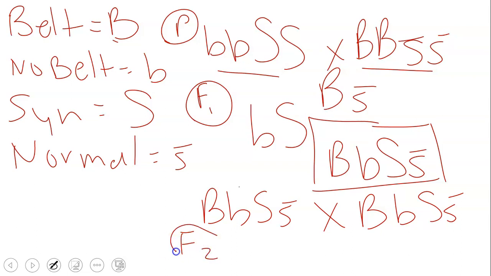Hopefully you know we're crossing two heterozygotes, both heterozygous for both genes. That's going to give you that 9:3:3:1 ratio. And again, if you don't know that yet, go ahead and do your Punnett square. It's going to be that big 16-box Punnett square. You're going to have 9 belted syndactyl, 3 belted normal, 3 no belt syndactyl, and 1 no belt normal. Okay, let's erase this.